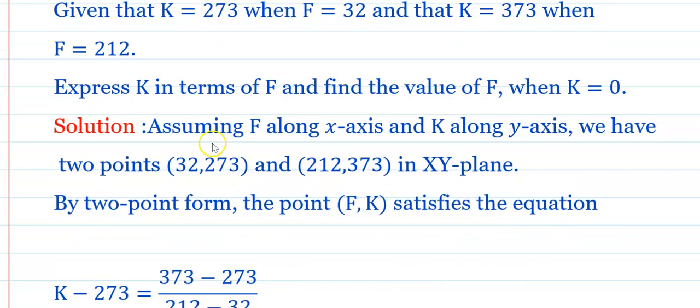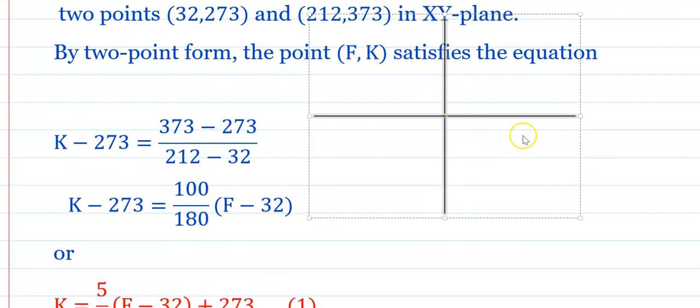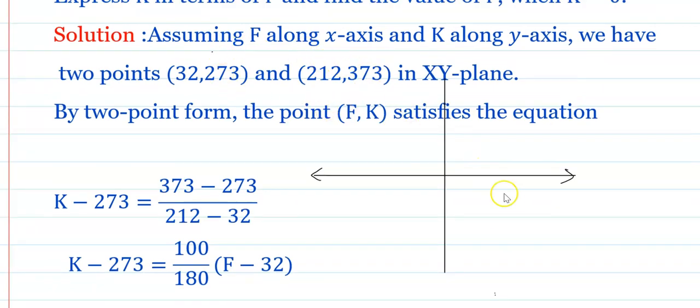Okay, no problem. Assuming that F is along the x-axis and K along the y-axis, we can draw a picture. We know these 2 points, 32, 273, and here 212, 373.